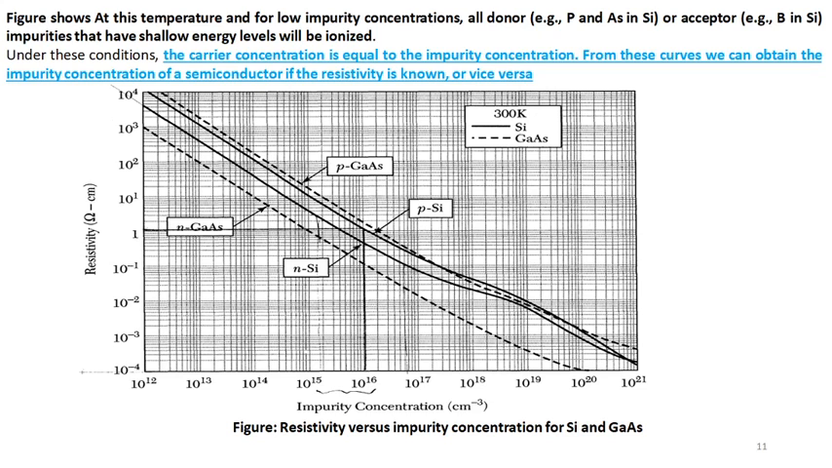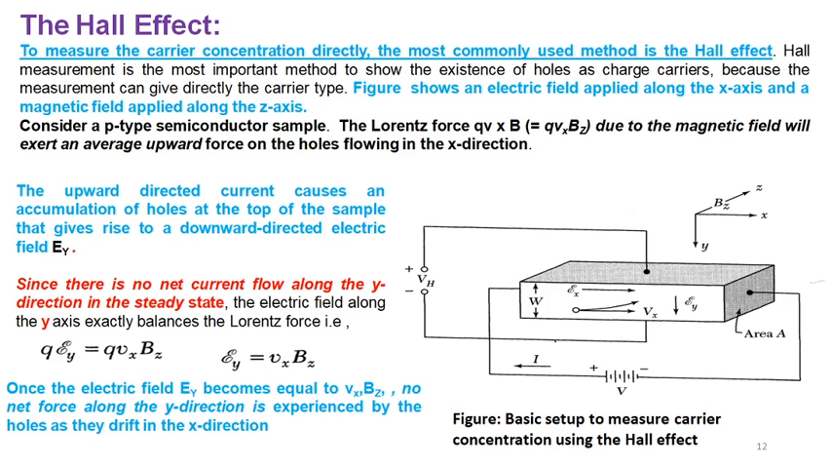This curve here shows that if the resistivity value of a semiconductor is known, then we can see how the resistivity changes according to the impurity concentration. Then we'll go on to the Hall effect.